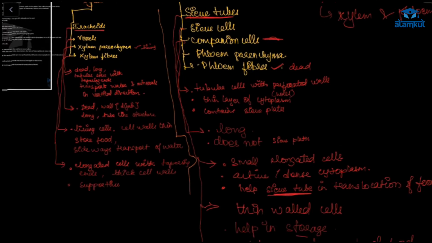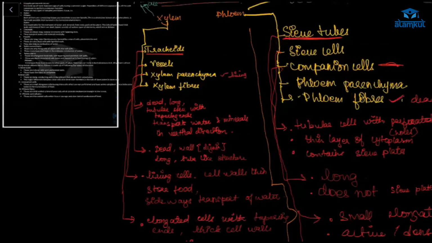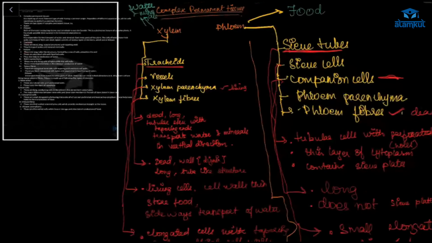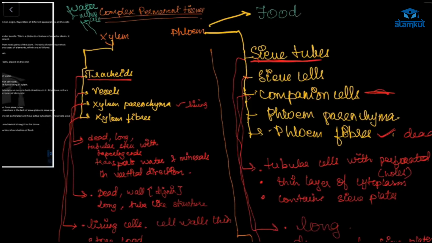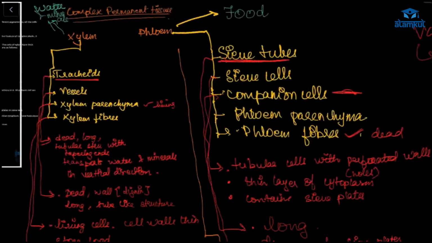Now, everyone quickly, let's see who will tell. Only 2 questions I'm going to ask. In xylem, which is the living part? Xylem parenchyma. Okay, Arham, in phloem, which is the dead part? Which is the only dead part in phloem?